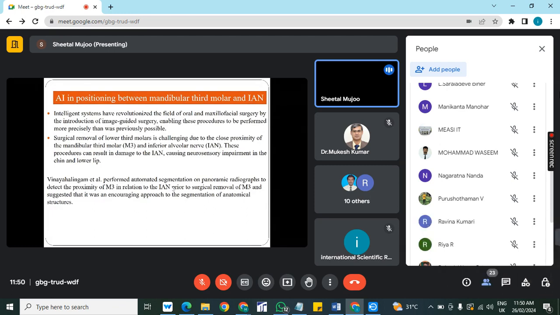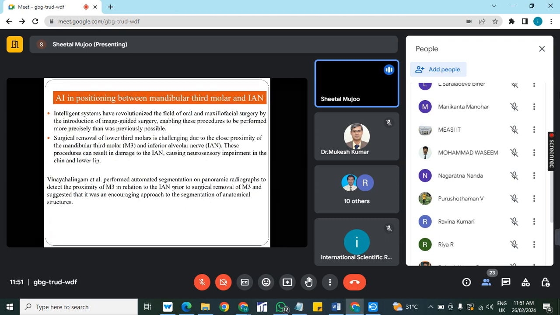Now, this intelligent system has revolutionized the field of oral and maxillofacial surgery by introducing image guided surgery. That helps them perform the surgery in a more precise way. So image guided surgeries, or even if you want to put in any kind of implant, image guidance will help us.